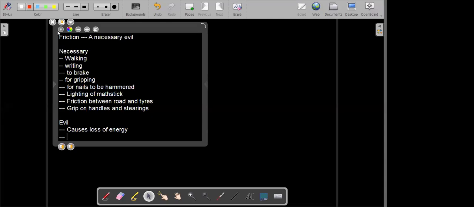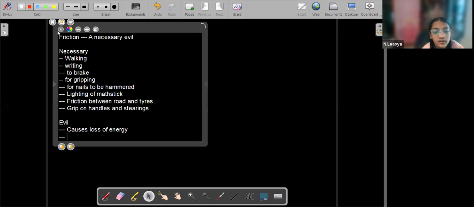So how is it harmful? Sir, too much friction cannot help us in walking. Friction can help you walk. But if there is too much friction, then also you can walk. So walking is different. If you want to slip, then it's different. It wastes energy and damages the moving parts of a machine.